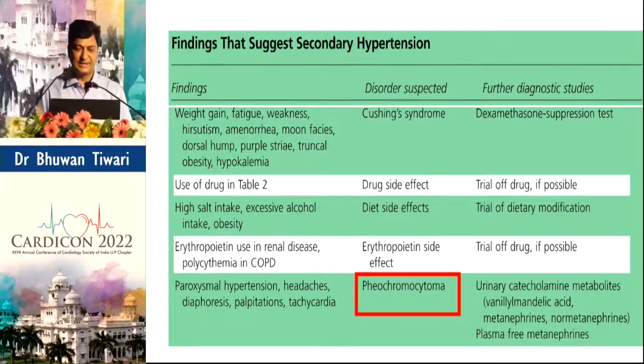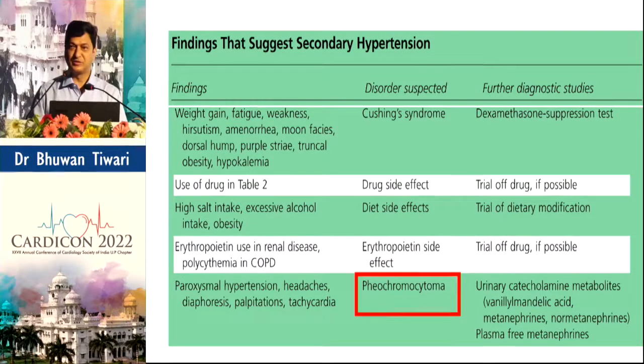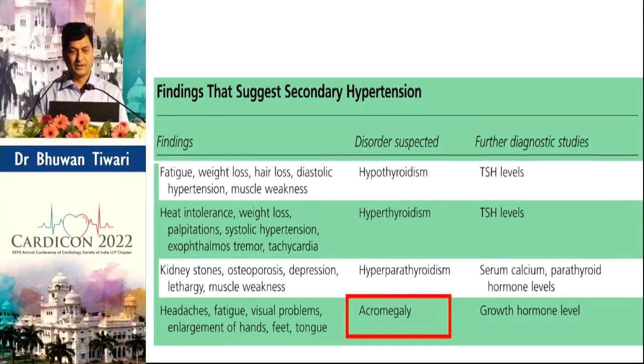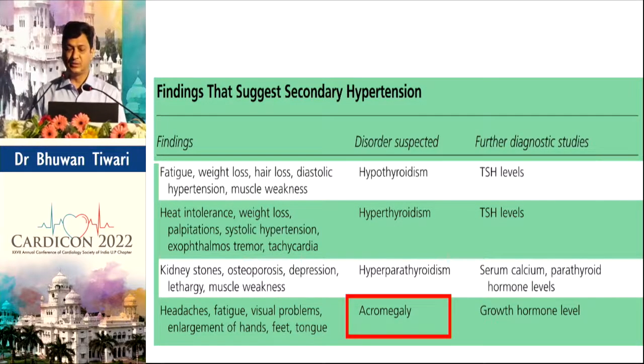So the list is endless. Like pheochromocytoma, we have paroxysmal headache and hypertension; with this clue, we can go ahead. And a patient with acromegaly will be giant, with enlarged hands, feet or tongue, visual symptoms, headache, blurring of vision. If these are present, then we can easily screen for growth hormone and go for further evaluation and treatment.